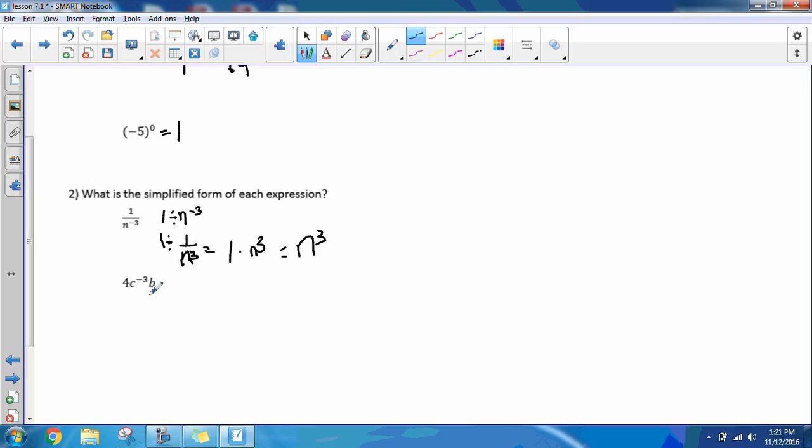Here we have 4 times c to the -3 power times b. Since this is the only one with the negative exponent, I need to rewrite that using the definition of negative exponents. So this expression will become 4b over c to the 3rd power.